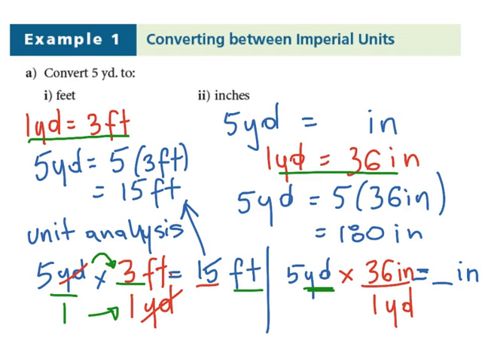When we do this, again, we have a denominator on the left-hand side. We again multiply the top with the top, the bottom with the bottom. So we have 5 times 36, which is 180. And yards will cancel out. And we have the same result.